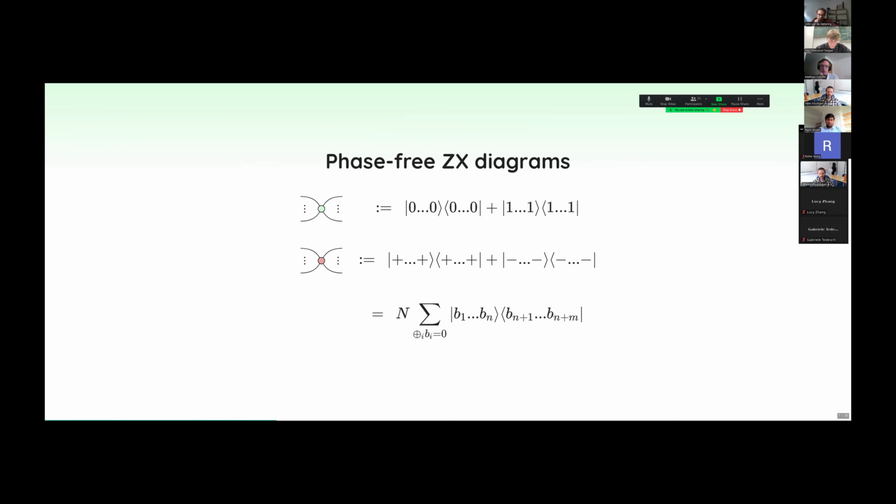Okay, so this is the phase-free fragment. It's built out of these zero-phase spiders. And the thing that these have to do with F2 linear algebra is actually, I can think of this as a copy map, and I can think of this red dot as an XOR, or an addition modulo 2. So that's addition in my finite field of two elements.